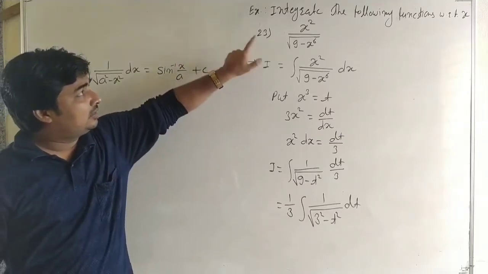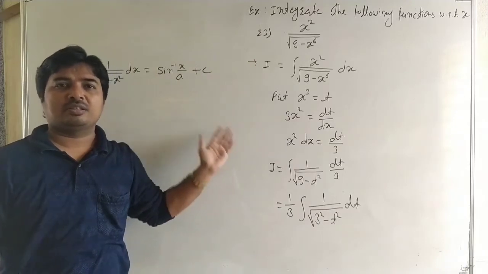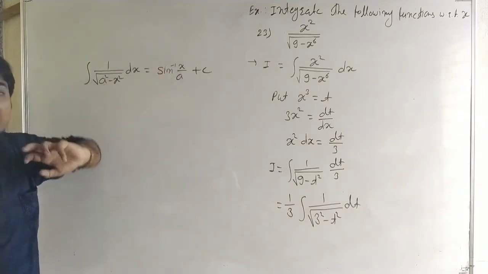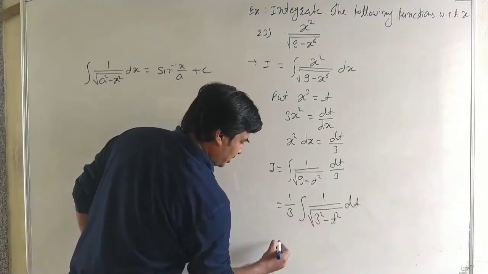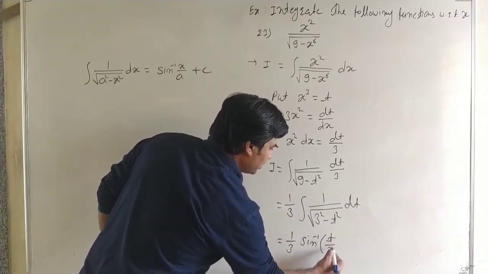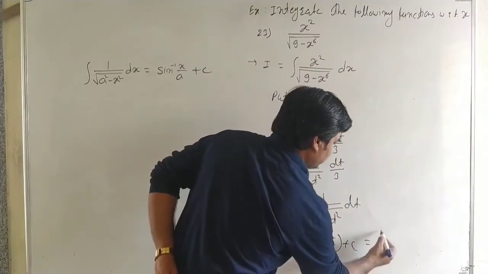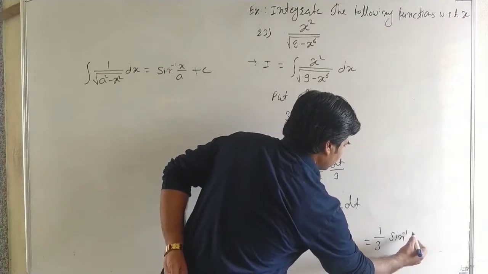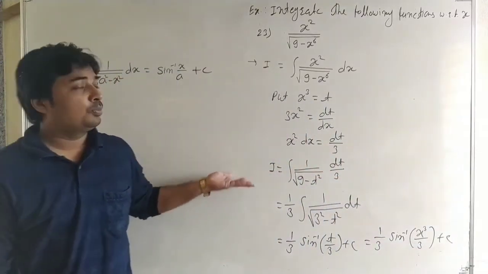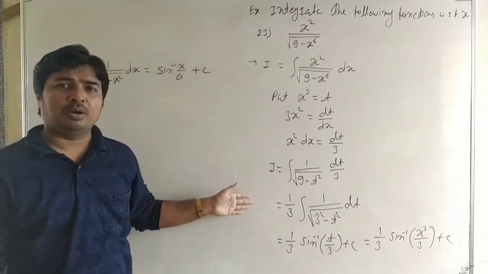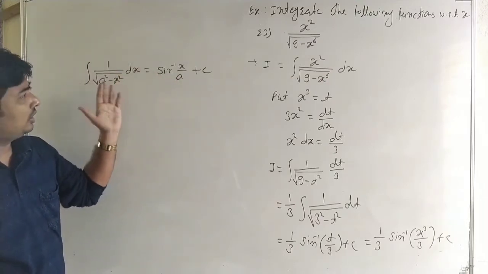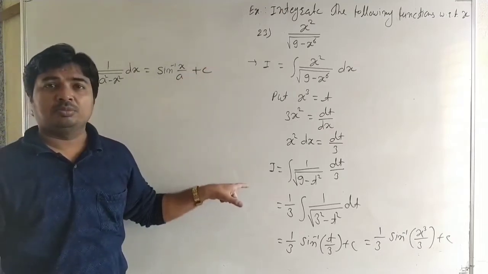This example is of the next type, but it is asked in this same exercise, so we will solve it. Just remember the formula: 1 upon under root a square minus x square is sine inverse of x by a. Here a is a constant and it is x, therefore the integral is 1 by 3 sine inverse of t by 3 plus c, and t is x cube, therefore sine inverse of x cube by 3 plus c. It is a standard integral, and we see this article after we complete the integral of substitution.